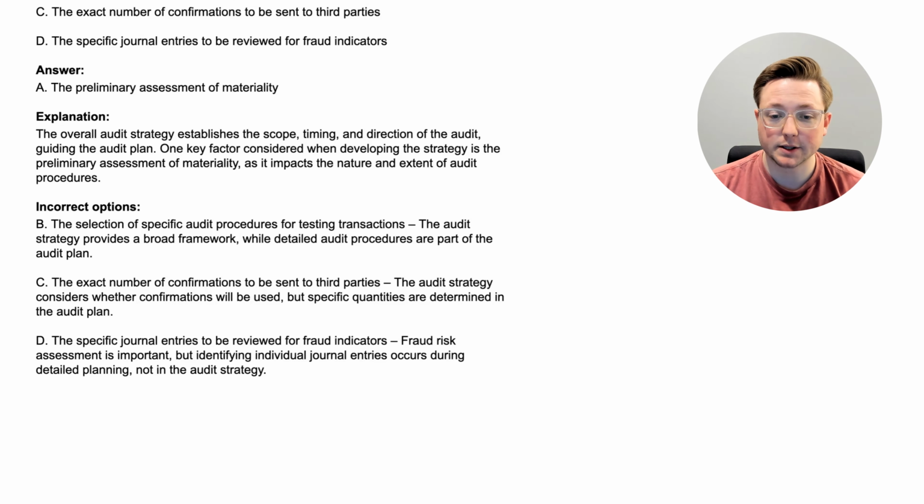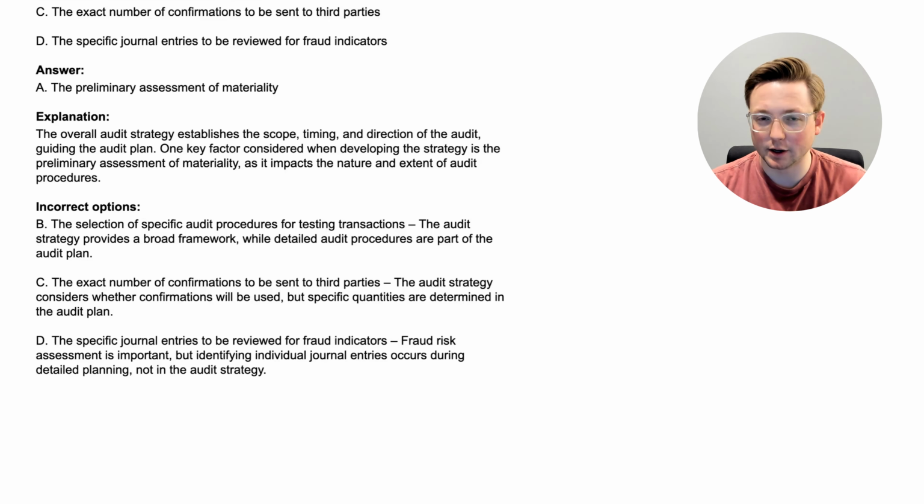B, the selection of specific audit procedures for testing transactions. The audit strategy provides a broad framework, while detailed audit procedures are part of the audit plan. C, the exact number of confirmations to be sent to third parties. It's kind of a similar idea here. The audit strategy considers whether confirmations will be used, but specific quantities are determined in, again, the audit plan. And then D, the specific journal entries to be reviewed for fraud indicators. Fraud risk assessment is important, but identifying individual journal entries occurs during detailed planning, not in the audit strategy.